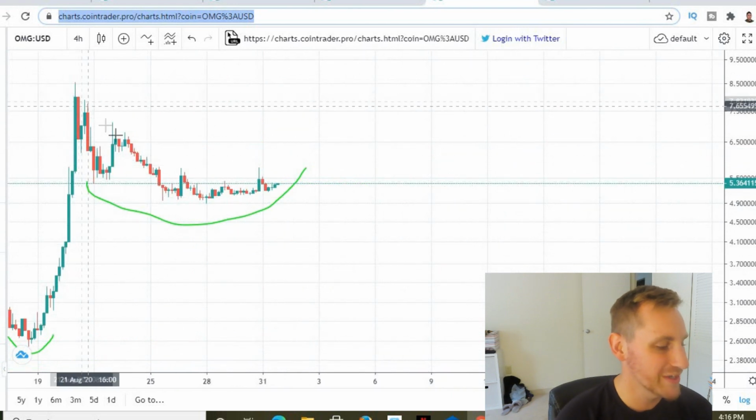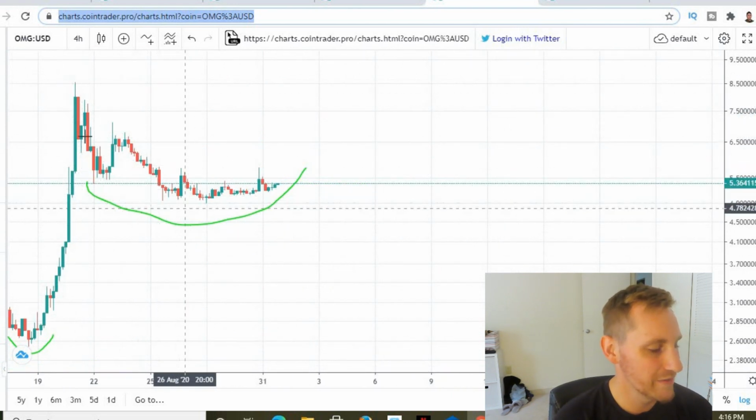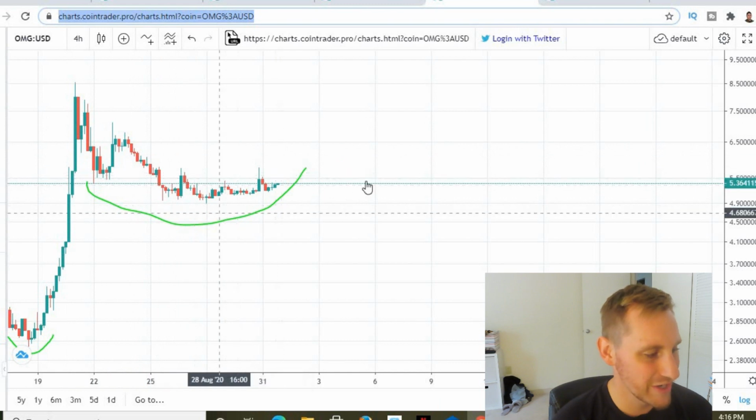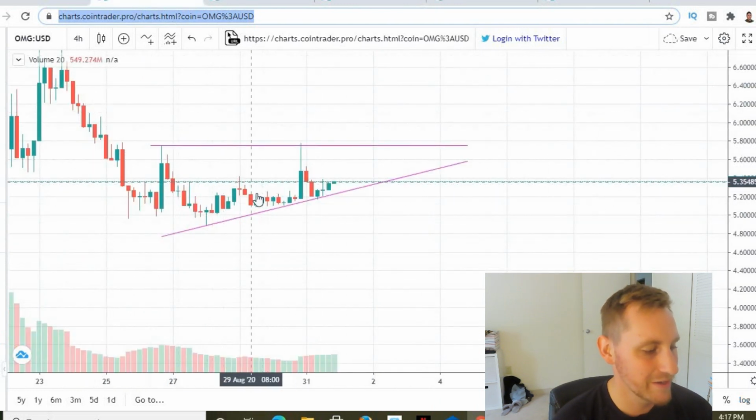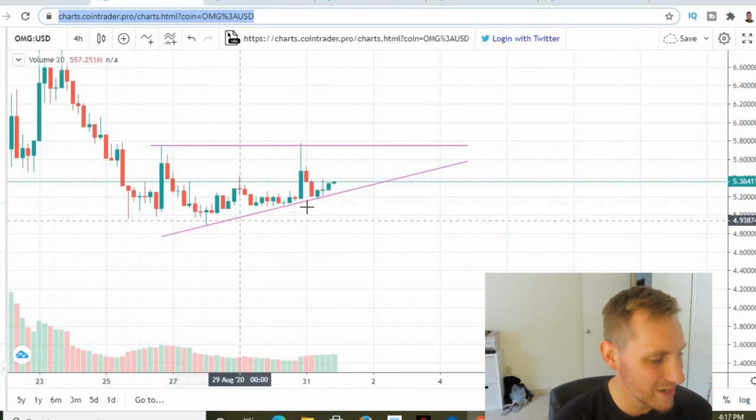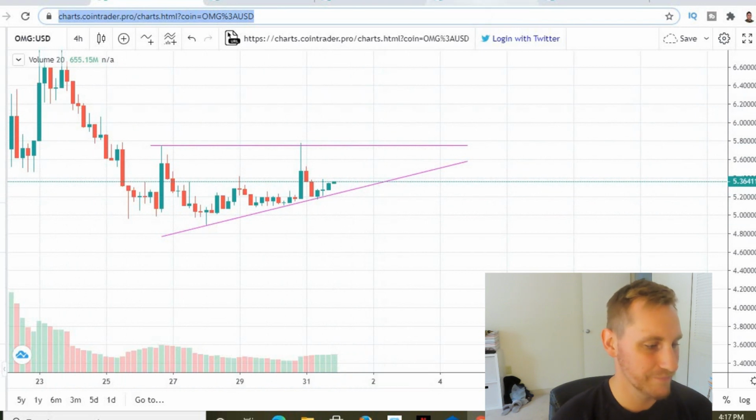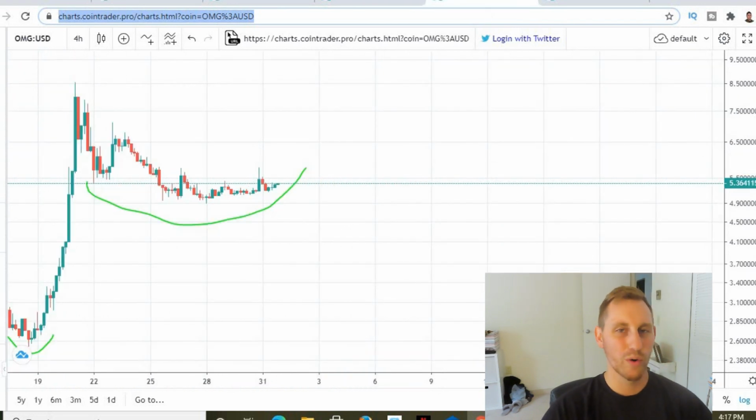I think we were in this descending triangle, right? And now we're making this ascending triangle, as you guys can see back here, right? And then we're gonna keep rounding out and pumping up into it, right? So that's what I'm seeing for OMG in the short and long-term time frames.